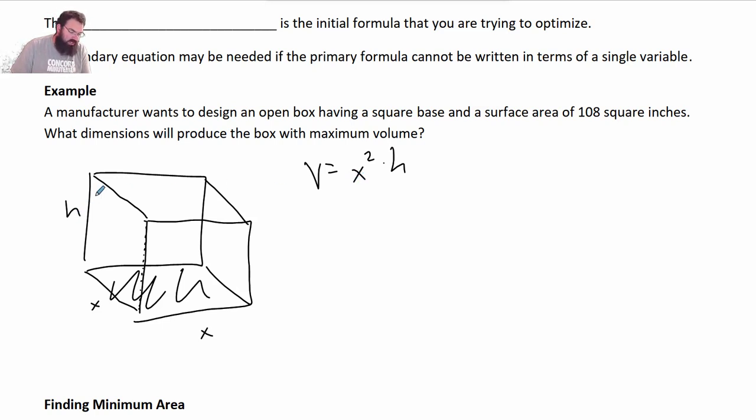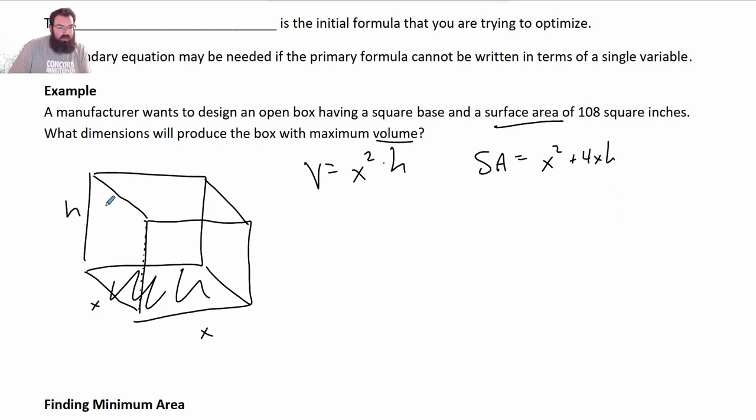So what we're going to do is take another formula that we can easily find, and we're going to say, okay, well, it's surface area, because it says surface area right there, and because we have volume, we're going to use both formulas. So the surface area of this is going to be X squared, because the top is open, so the bottom is the only one with X squared, plus 4XH.